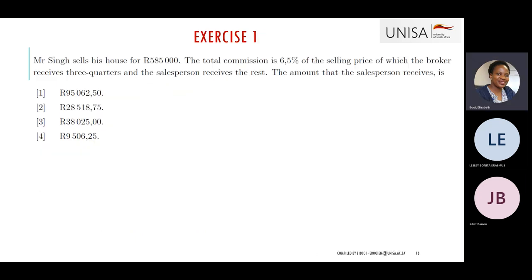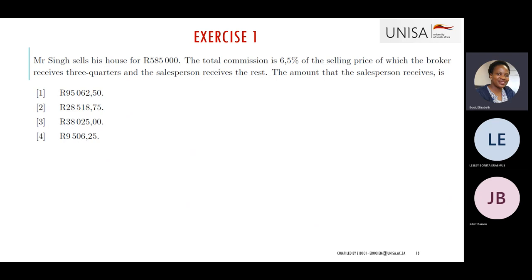Okay, let's look at more examples, because sometimes the examples don't just come as straightforward as I give you as examples. So in the exam or in the assignment, you get questions like this. Mr. Singh sells his house for 585,000. The total commission is 6.5% of the selling price, of which the broker receives 3/4 and the salesperson receives the rest. The amount that the salesperson receives is how much? So the first thing you need to do is calculate the commission from the selling price.